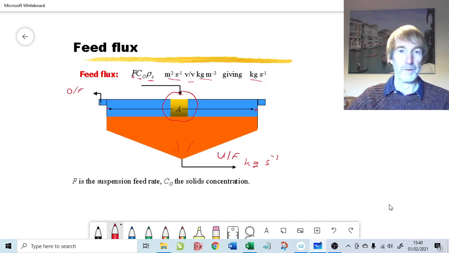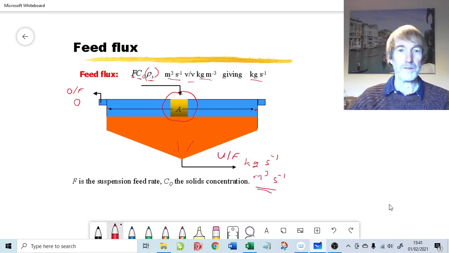In the flux balance, we don't normally bother with the solid's density, because F times C0 will simply be giving us the meters cubed per second of solids as a volume, and that volume of solids coming in has to be the same as the volume of solids, meters cubed per second, going out. So essentially it's a material balance, but we'll normally just use a volume balance, because there should be 0 solids coming out in the overflow, everything coming out in the underflow.